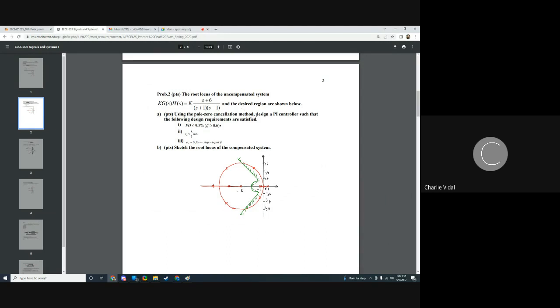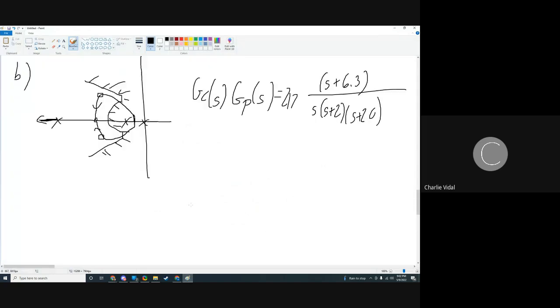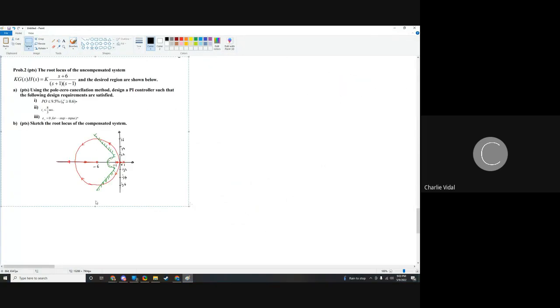And the desired region are shown below. Using the pole-zero cancellation method, design a PI controller such that the following design requirements are satisfied. Sketch the root locus. Okay, cool. So with this, we're going to fix this. And just remember, you don't have to do anything with this information. I keep thinking that you do, but you don't, because it gives you the desired region.